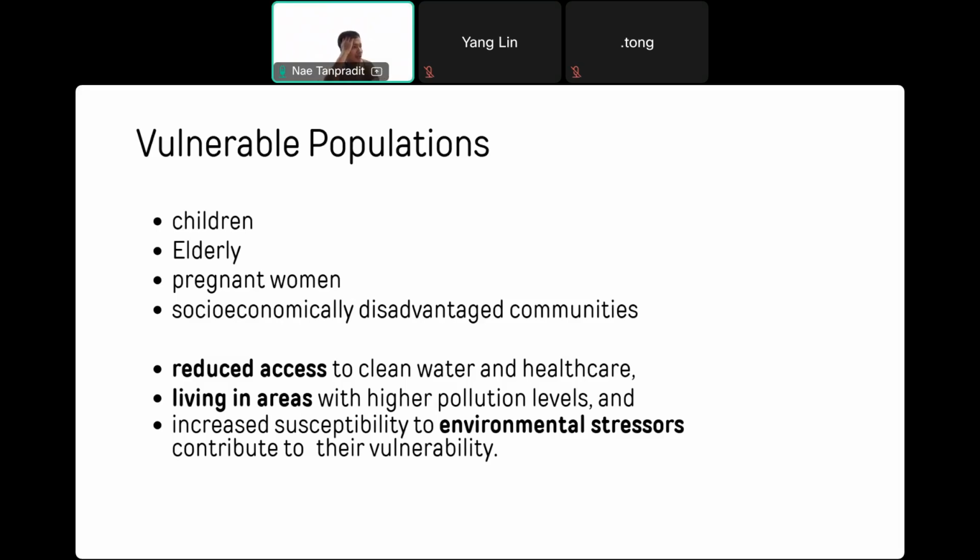Okay, and vulnerable populations. The populations that will be affected by the pollution first are often the young, the old, the pregnant, the immunocompromised, or the socio-economically disadvantaged: the poor people, the poor countries. Maybe the pollution comes from the rich countries, but it can be harmful for the poor countries.